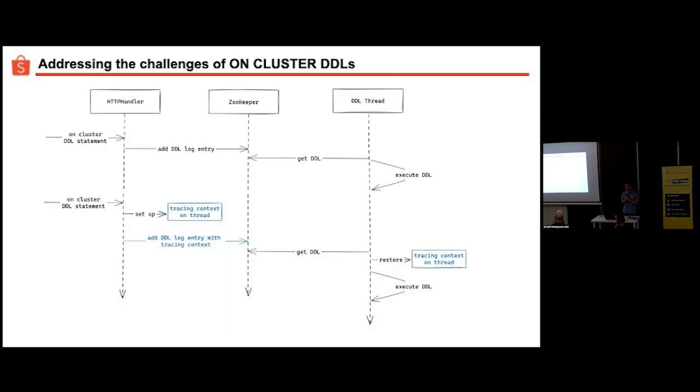For the ON CLUSTER DDL, things are different too, because in this case, Zookeeper is involved. We do a similar thing, that is, we keep the tracing context in Zookeeper. And when the background DDL thread fetches the information from Zookeeper, it knows whether there is a tracing context kept in Zookeeper. If there is, it will restore the tracing context too. And the rest is the same.